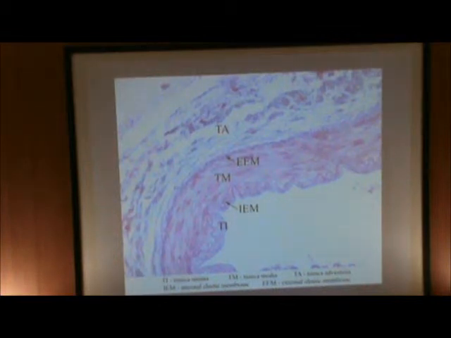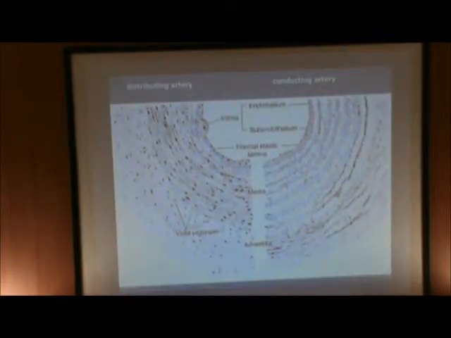And again, muscular artery with 3 layers. Very well visible internal elastic lamina and external elastic lamina. And here we have 2 types of arteries, conductive or elastic arteries, and here distributing or muscular arteries. Large artery, a little narrower artery.